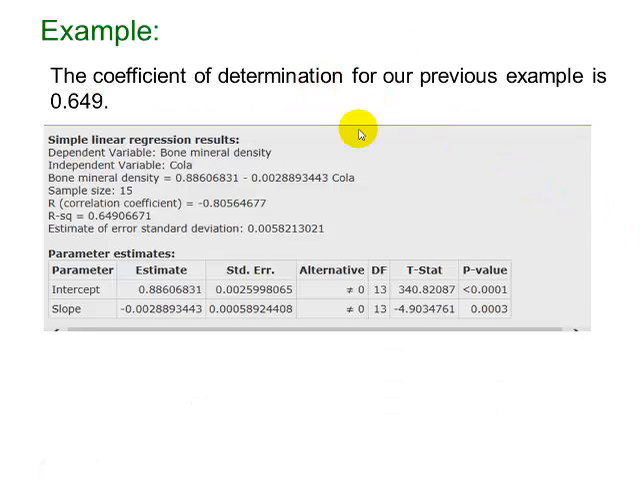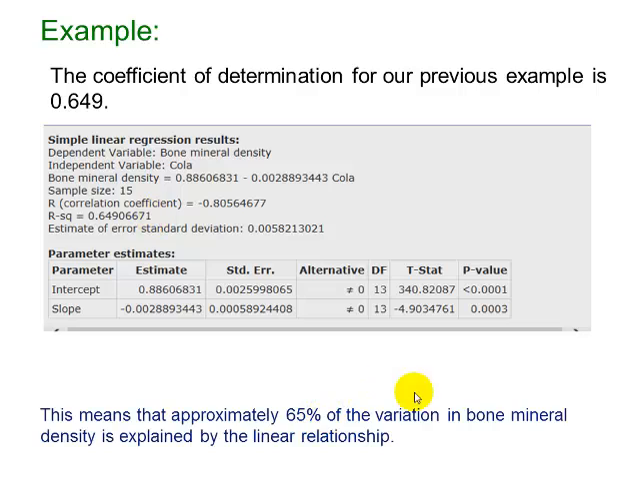Okay, so in our previous example, the coefficient of determination was 0.649. And notice StatCrunch gives it to you right here underneath the correlation coefficient. So there's r squared. And what this tells us is that approximately 65% of the variation in bone mineral density is explained by the linear relationship.